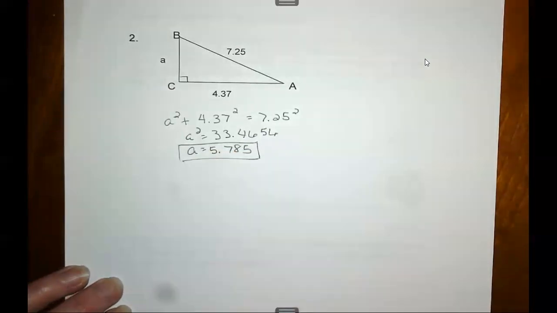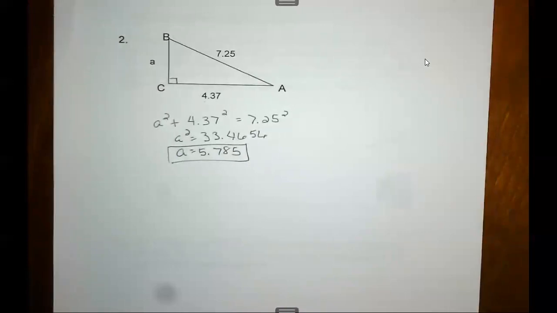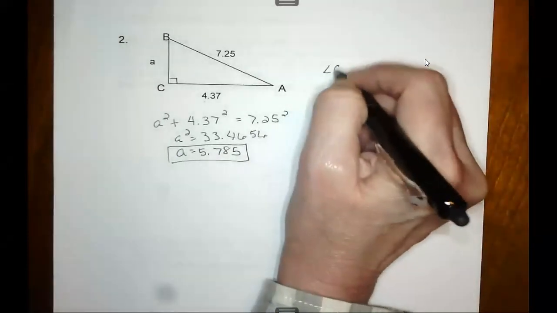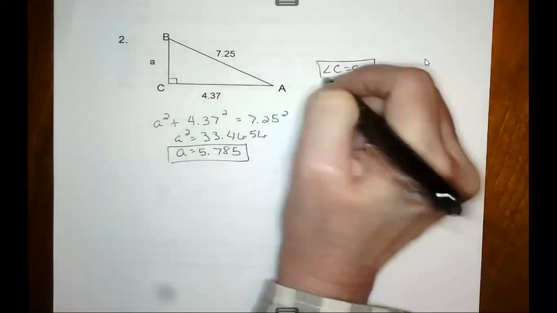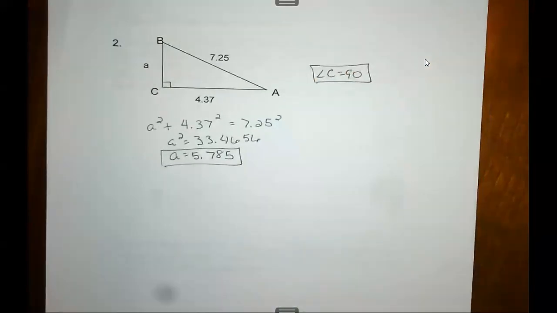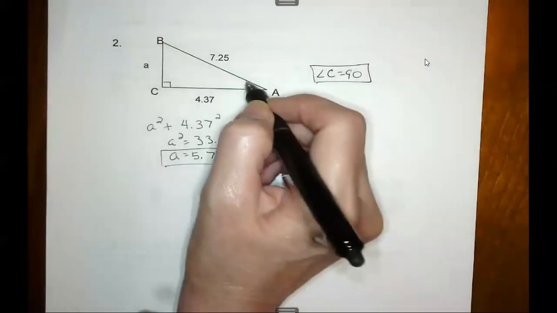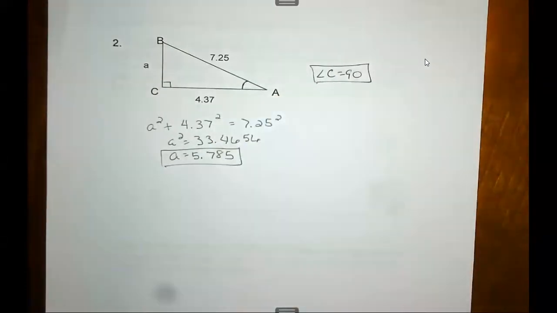All right, so there's one missing piece. Now on the angles, we already know that angle C is 90 degrees. But I don't know any of the other angles, so I can't just subtract from 180. So now I'm going to need some trig. It doesn't matter which one you find first. I'll just do angle A first.